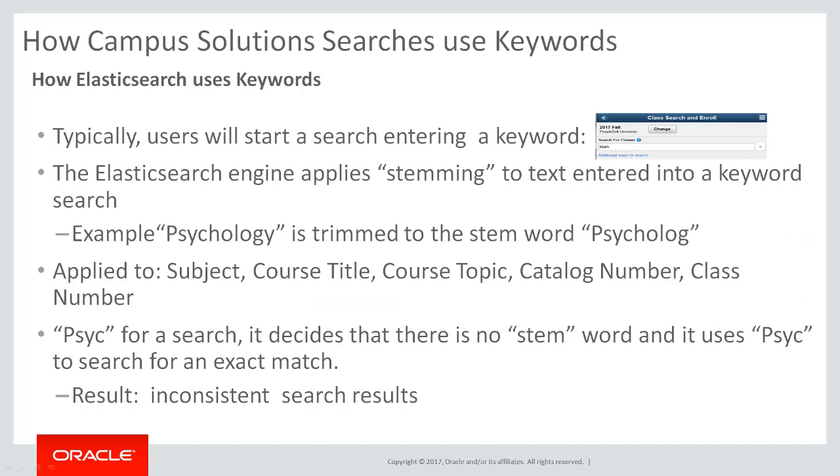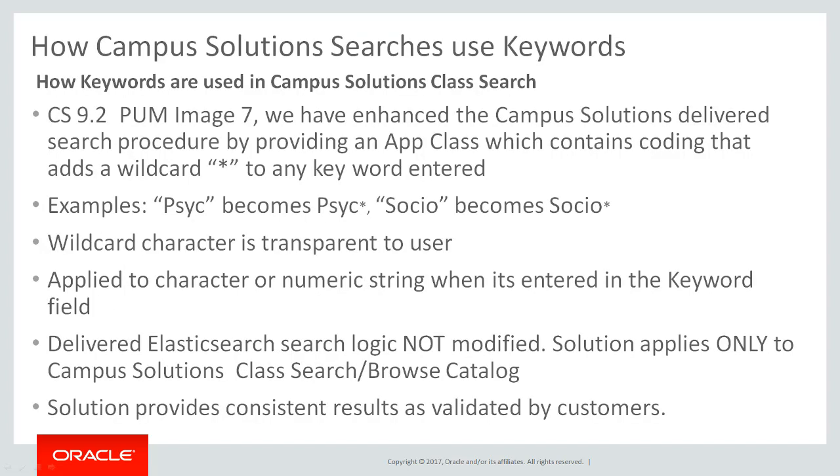Behind the scenes, Campus Solutions searches use keywords in a unique way. As we tested class search, we found that Elasticsearch's use of stemming, that is, reducing a keyword to a root form, was not producing consistent expected results. To solve this, we've introduced code to Campus Solutions that applies a transparent wildcard character to any keyword text that a user enters.